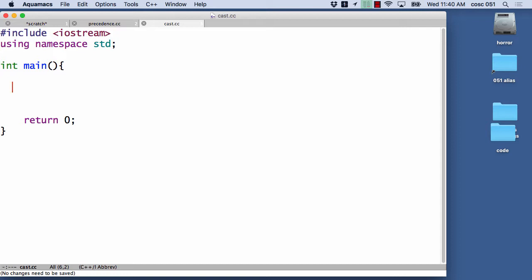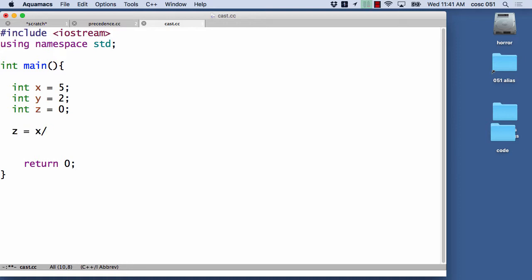Let's say that we have some integers. We have integer x equals 5, integer y equals 2. These are our familiar friends from before. And integer z equals 0, which we're just initializing. All right. Say we do z equals x divided by y. What do we get? 2. Why is it 2? Because it's integer division.